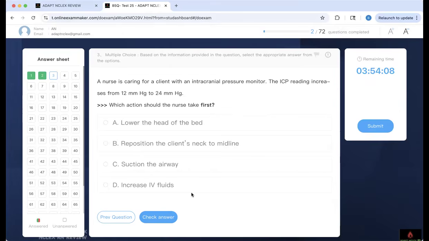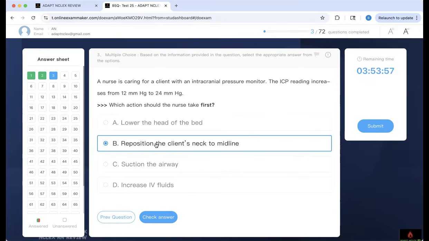I know you picked the right answer, because the right answer is number 2. When your ICP is going up, we should decrease it. How do we decrease it? Keep the head in midline. You've watched videos on this, so you know about it. Some of the things you should institute when the patient has high ICP or a head injury is to keep the head midline, because it allows venous drainage, and that decreases ICP. If you lower the head to less than 30 to 45 degrees, ICP increases.